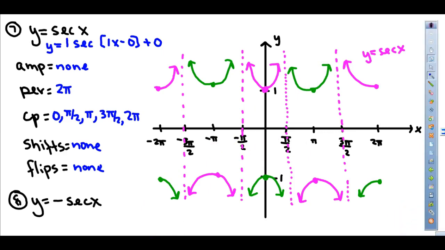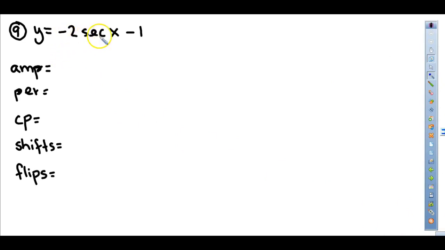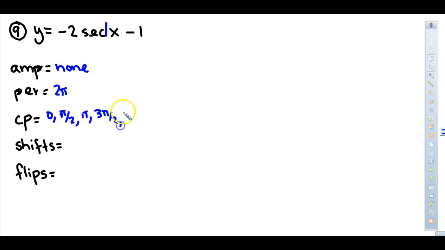Alright, 2 more. Okay, -2 secant x minus 1. Okay, amplitude, none. But we will be plotting A and its opposite on our y-axis, okay? Period, well, B is an understood 1 right here. So period is 2 pi again. That makes your critical points easy. Study hard and pick up on patterns, okay? You have a -1 here. It is not inside parentheses. It's outside, so that means it's a vertical shift, and we're going to go down 1.